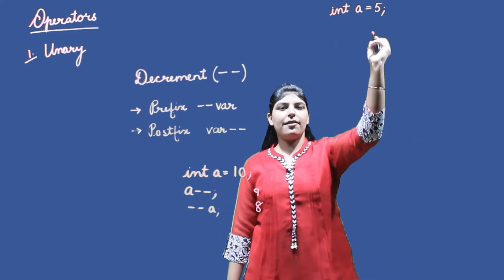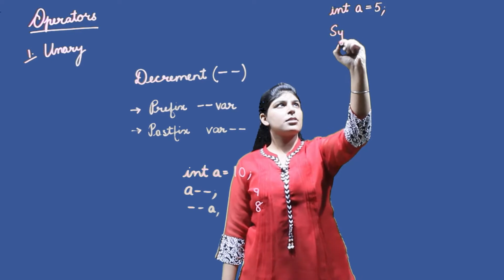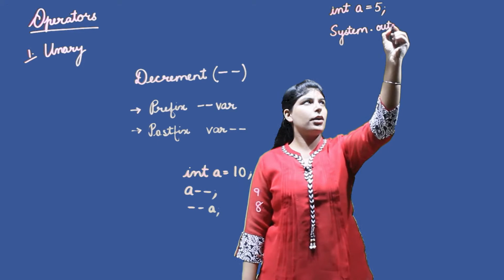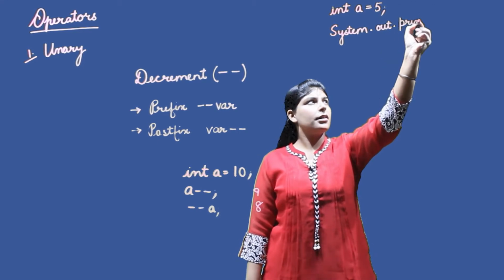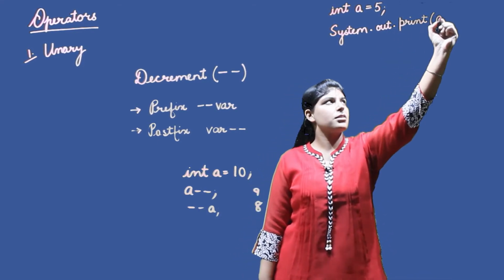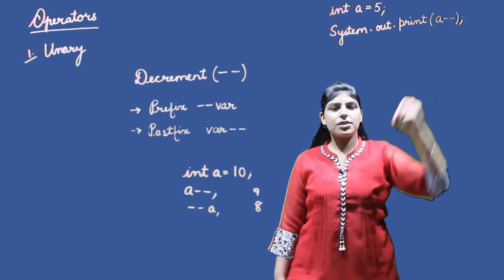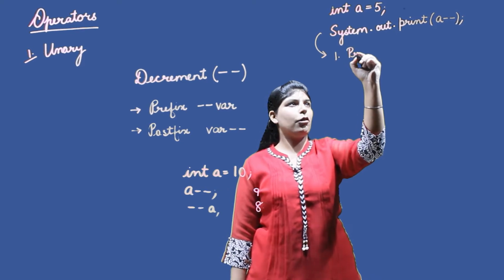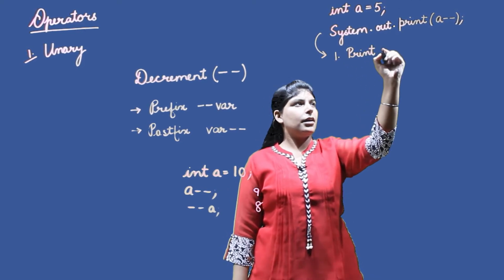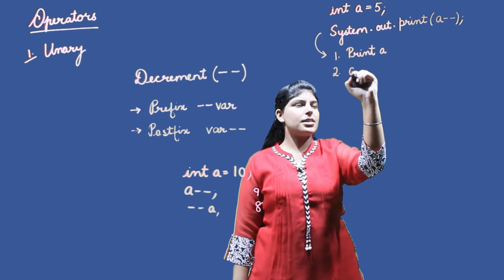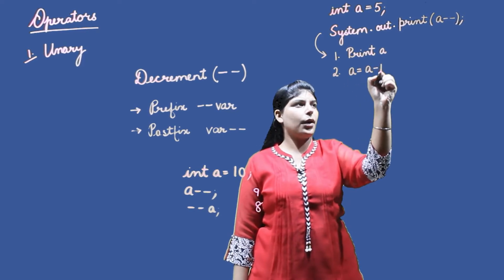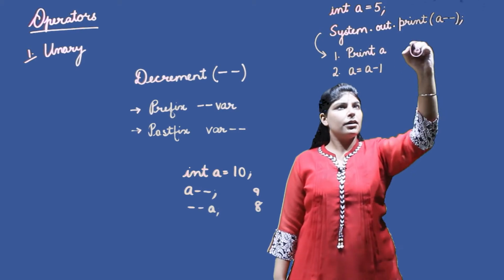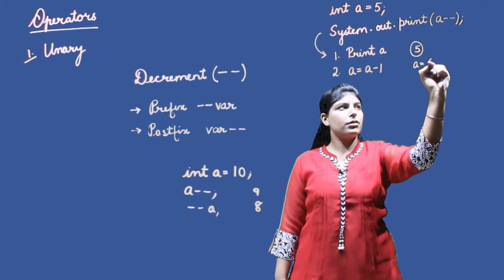In this example, we have A is equals to 5. So let's say we are printing System.out.print A minus minus. So this is the postfix notation. So if I break down this step, I can write it as print value of A, and in second step I will write A is equals to A minus 1. So the current value of A, that is 5, will be printed and A will become 4.